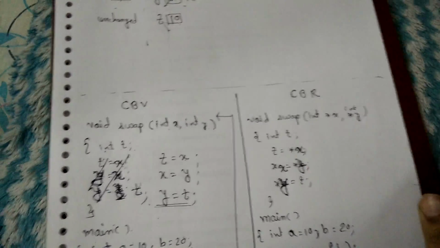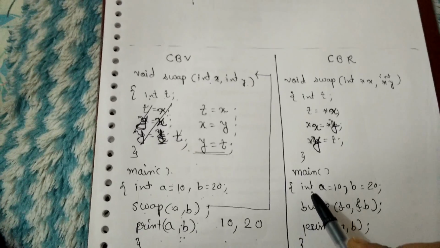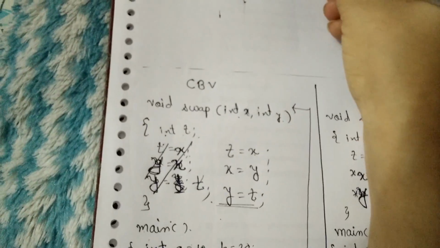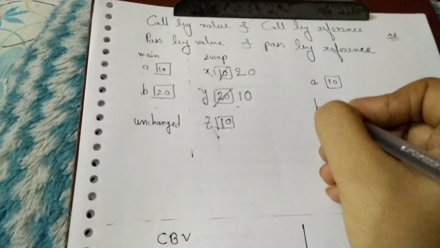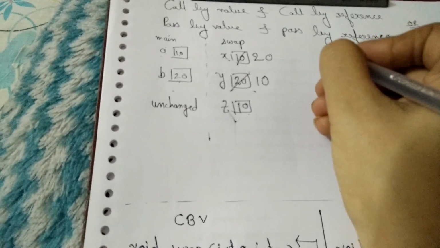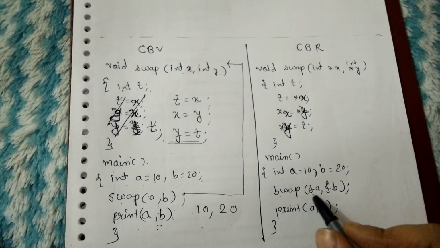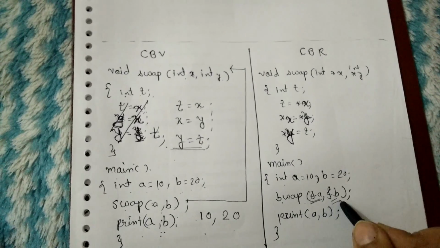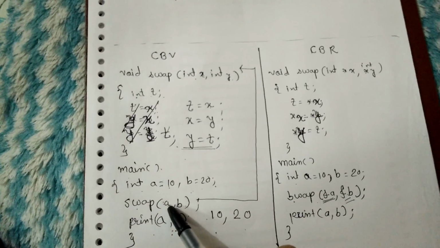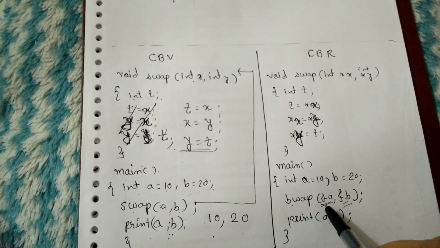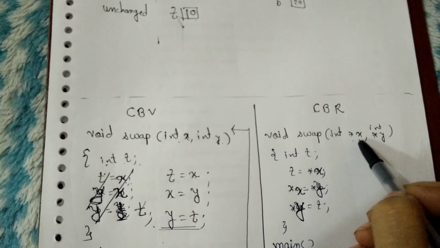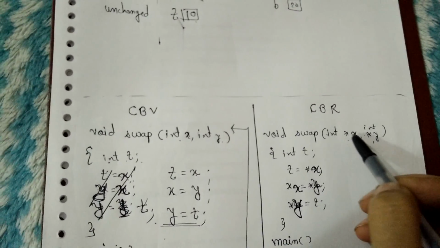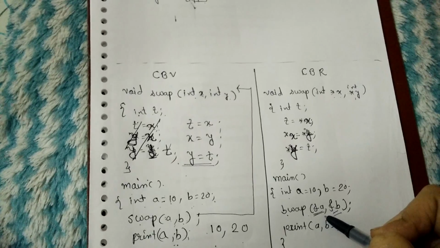Now let us see what happens in call by reference. Again we have two variables, A and B, with value 10 and value 20 in the main function. Then we pass to swap the address of A, comma, address of B. Instead of the values of A and B, what we are passing here is the address. And in the function we have star x and star y. That means we are pointing to these variables.